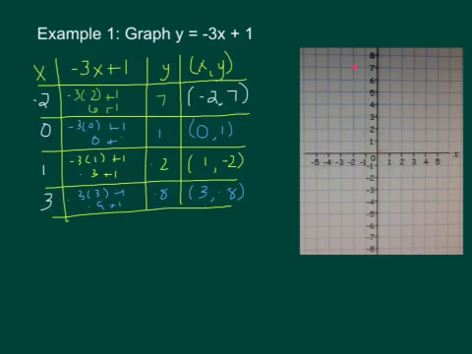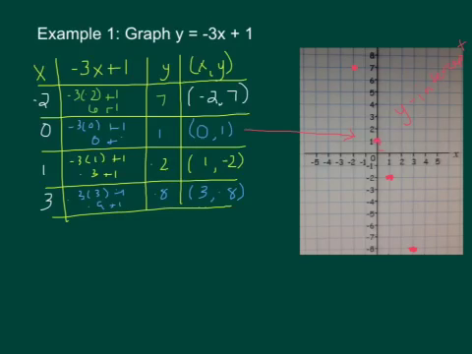0, 1 is right here, and it's on the y-axis. We have a special name for this point. It's called the y-intercept. It's where the line crosses the y-axis. It's called a y-intercept. Okay? The next one is 1, -2, so I go over 1, down 2. And the third point is at +3, so I go over to the right 3 and down 8. So my ordered pair is way down here.